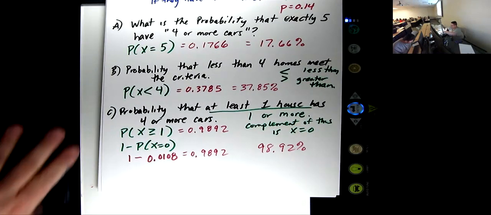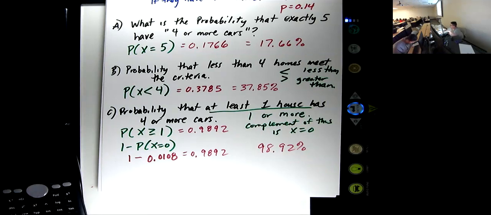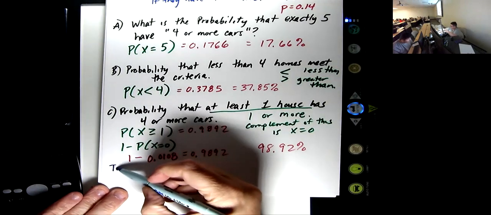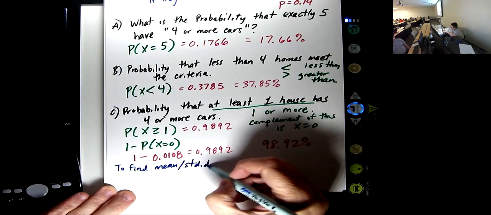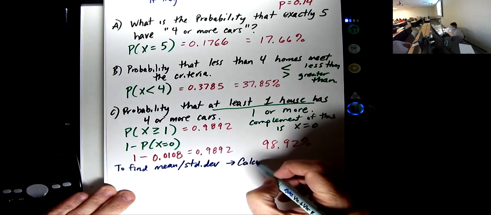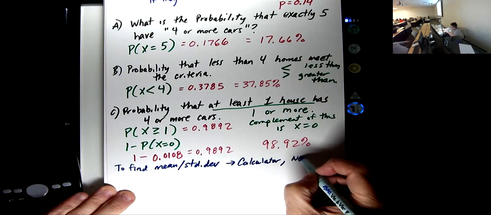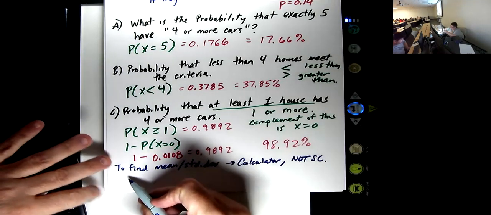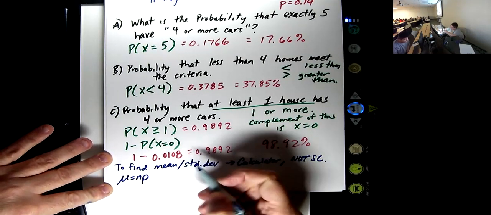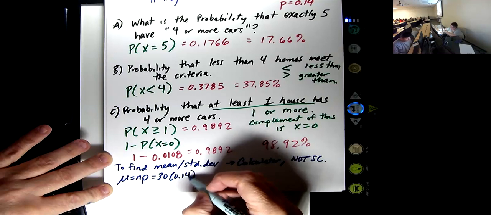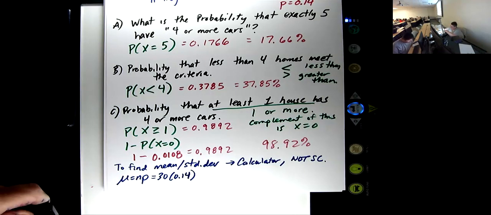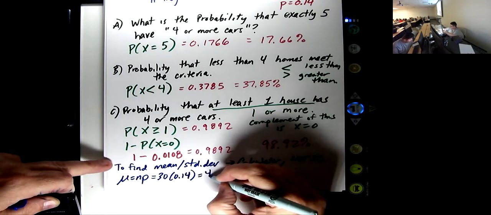I can find the mean and the standard deviation of this distribution, but it doesn't show it on StatCrunch. So to find the mean and standard deviation, we have to use a calculator, not StatCrunch. The mean was N times P, which was 30 times 0.14. Equals 4.2.